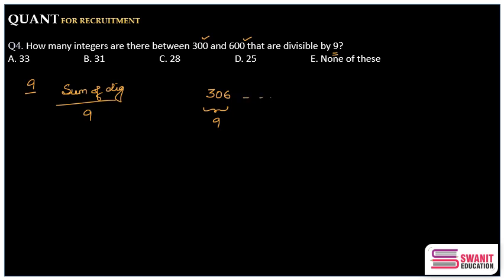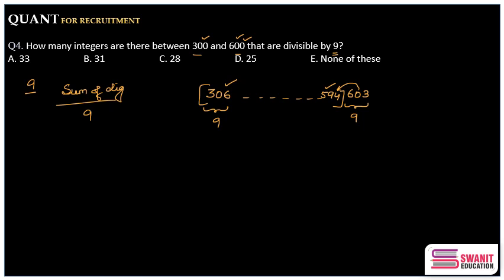Similarly, when I keep on moving ahead, my next number around 600 should be 603, because again the sum of these digits is a multiple of 9. But since we are talking about numbers between 300 and 600, if I subtract 9 from 603, I will be getting 594. So ultimately this becomes my first number, this becomes my last number, and I have to find out how many such numbers are there. So let's see how we do it.